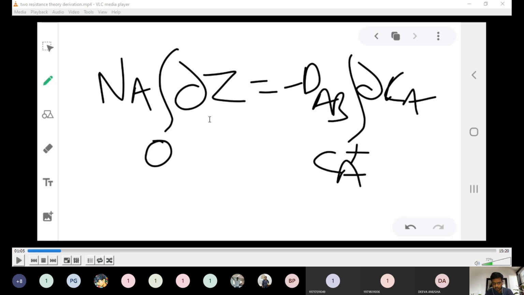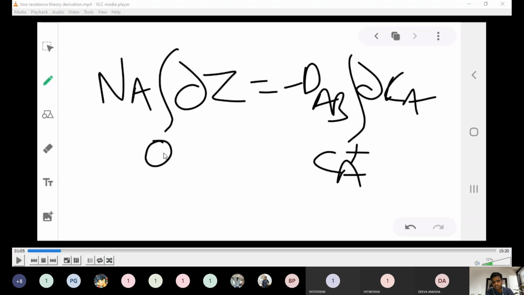In terms of liquid concentrations, we can express this. So this is Ca star when Z is equal to 0. First we have to define the boundary conditions, then only we can fix the limit. So when Z is equal to 0, the concentration is Ca star. When Z is equal to some Z, the concentration is Ca. Similarly, for the gas phase, when Z is equal to 0, the partial pressure is Pa. Similarly, when Z is equal to some Z, the partial pressure is Pa star.